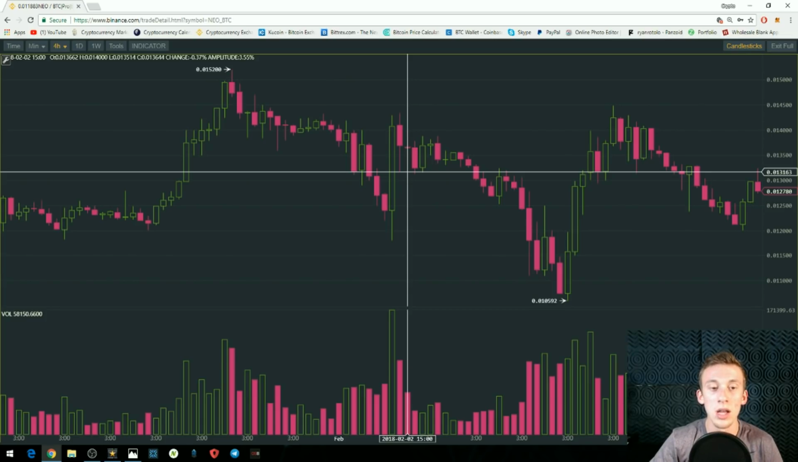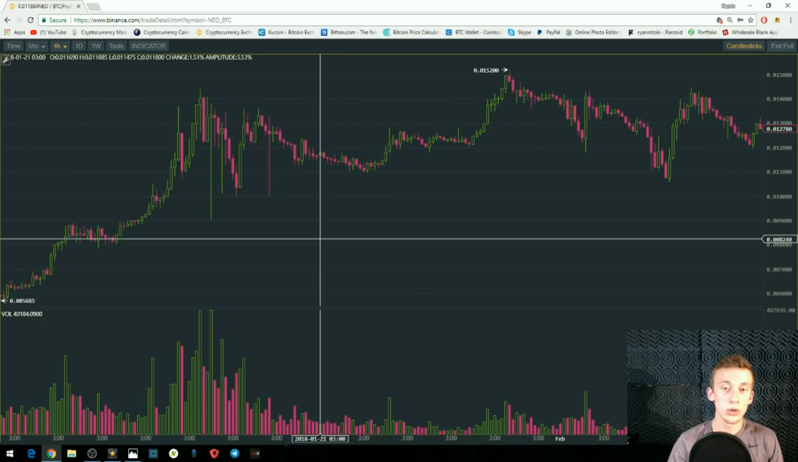13,163 Satoshis. So again, with the bullish side, the opening starts at the bottom and the close starts at the top. With the bearish side, the opening starts at the top and ends at the bottom. The close ends at the bottom. So that's the little differences between the two.